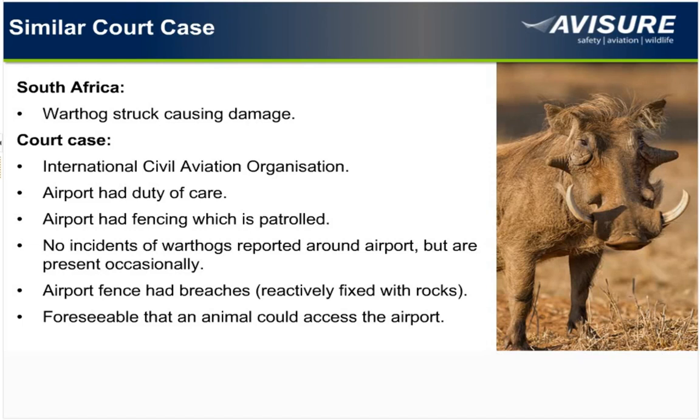The aerodrome argued that there really aren't any incidents with warthogs, and so they're here sometimes, but really the chances of striking it are pretty low. The court argued that just the fact that they struck one basically negates that argument, that if you've struck one on the aerodrome, obviously they can get inside the fence. And therefore, it was foreseeable that the animal could access the airport and could be struck.